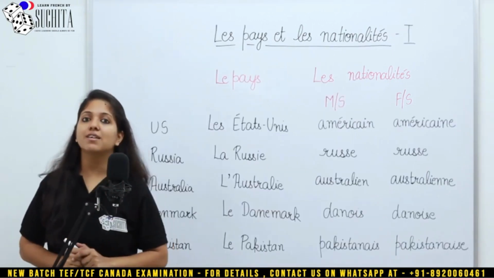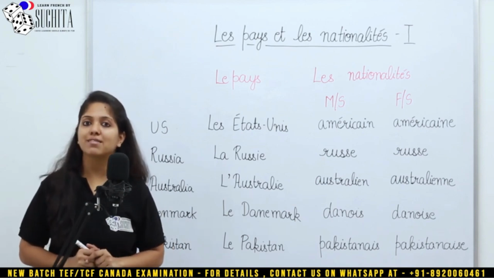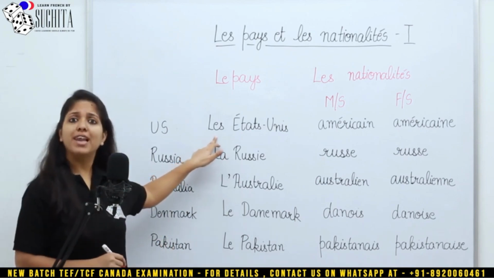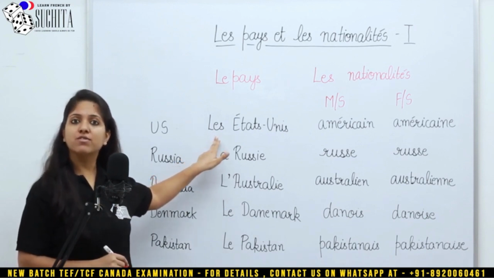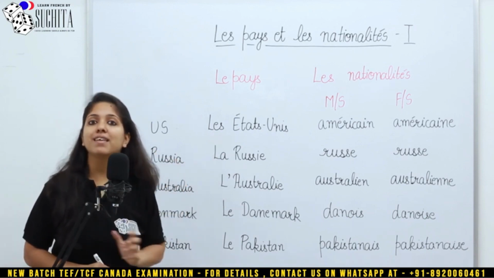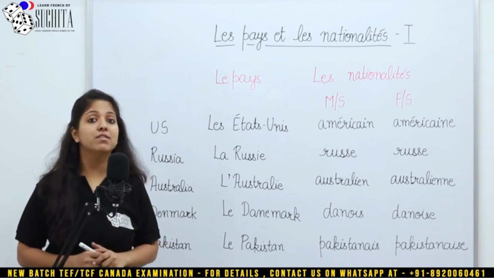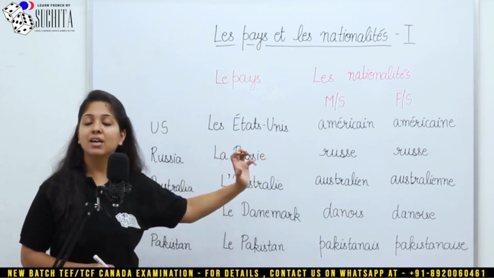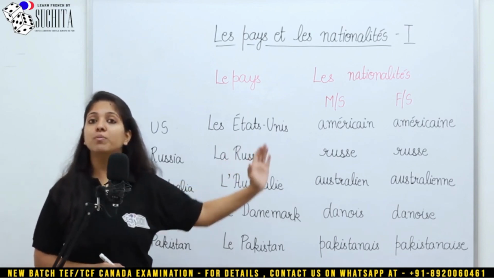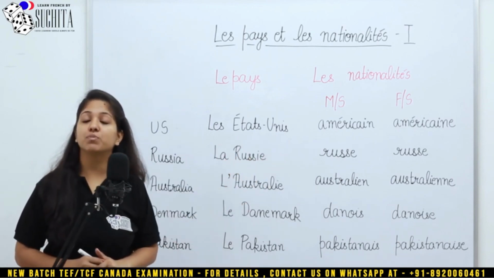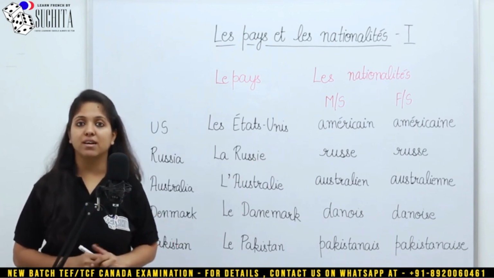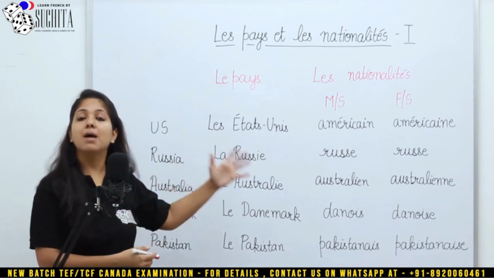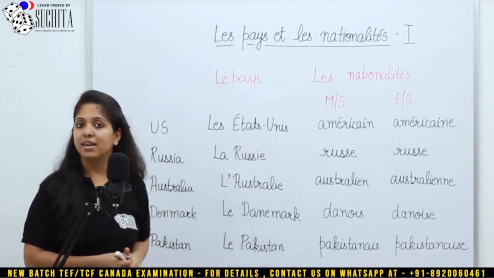Okay, so the next country is the US, United States. By the way, that's a plural country, that is why I have written les. Les États-Unis. And the one who lives here is known as Américain. In order to make it feminine, I applied E, which makes it Américaine. Alors, les États-Unis, Américain, Américaine.